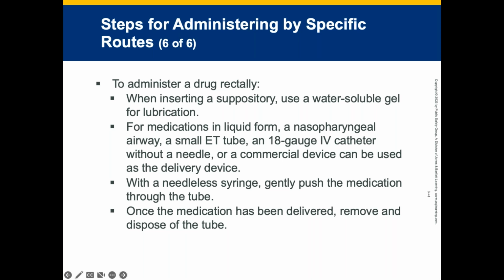For medications that are in liquid form, some modifications are needed. You may need to use a nasopharyngeal airway or a smaller endotracheal tube or an 18-gauge IV catheter without the needle, or a commercial device as your delivery device. Lubricate the end, put it in the rectum 1 to 1.5 inches, and have the patient not bear down. With a needleless syringe, gently push the medication through the tube.